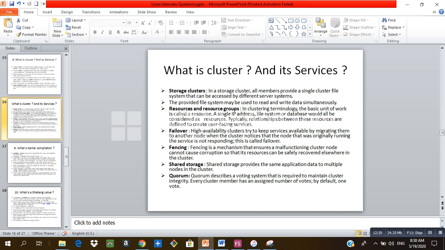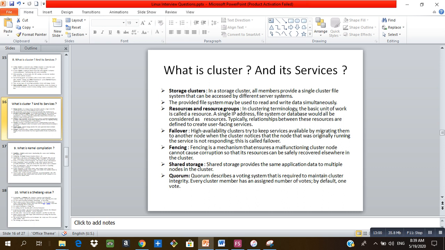Shared storage. Shared storage provides the same application data to multiple nodes or instances or servers. All these are the same in the cluster. Quorum. Quorum describes a voting system that is required to maintain the cluster's integrity, and every cluster member has an assigned number of votes. By default, that assigned number of votes is 1.